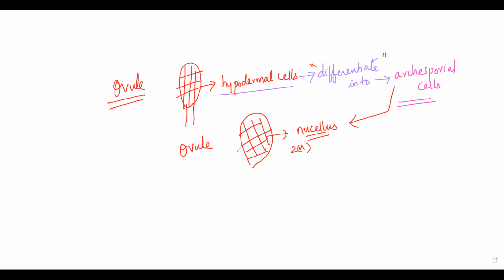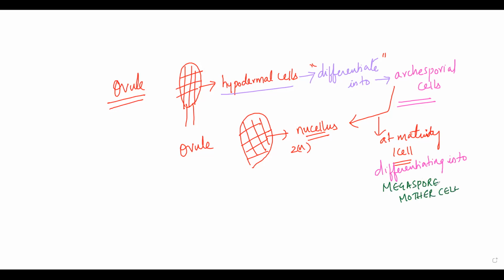Now, what happens at maturity is that one cell amongst these archesporial cells is going to differentiate as a megaspore mother cell. One cell is differentiating now into a megaspore mother cell.